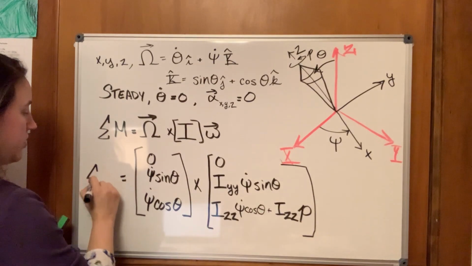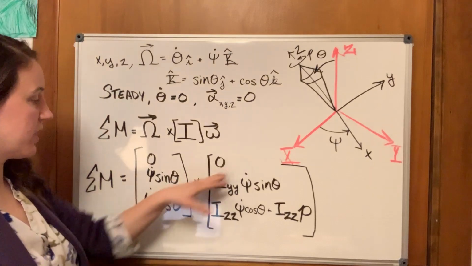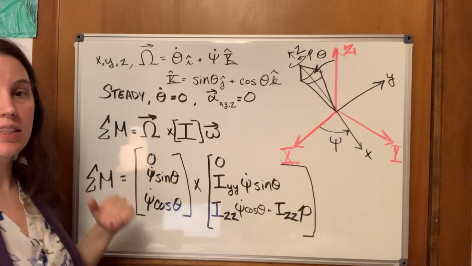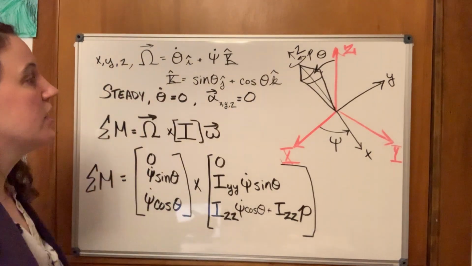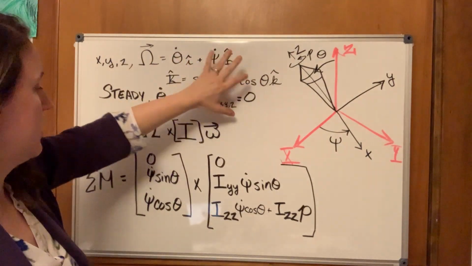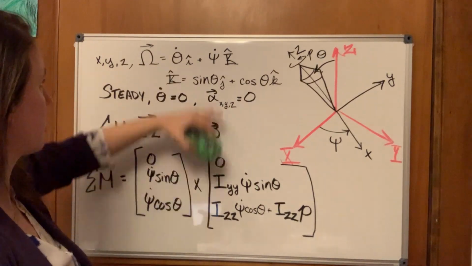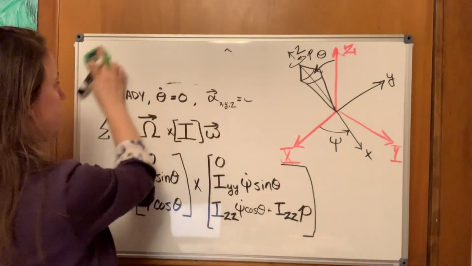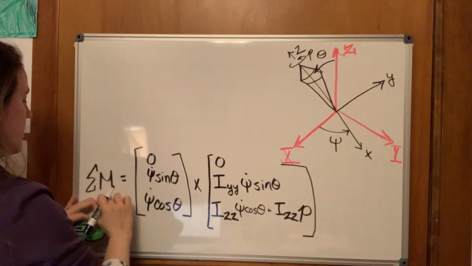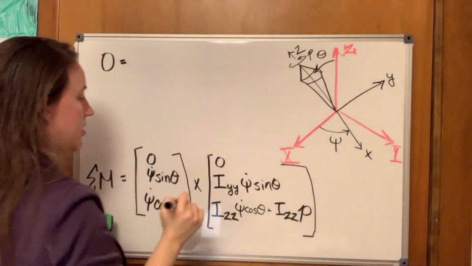And that's going to be equal to the sum of the moments. Now, when we take this cross product, we're only going to get things in the i direction. And the specific case of steady state precession that is most common is when the sum of the moments is equal to zero. So I'm going to erase this and put the solution of this cross product up here. So we're going to set the sum of the moments equal to zero. This is a common case.